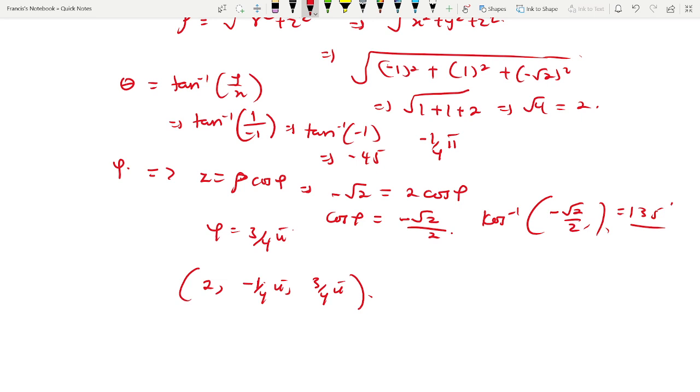So let's see something here. Yes, that is actually how we move on with these types of problems.